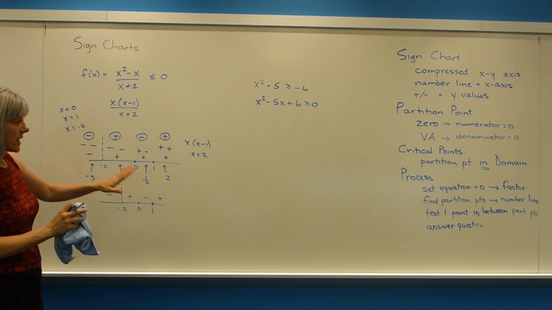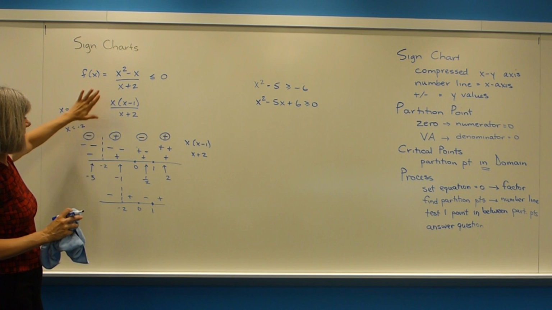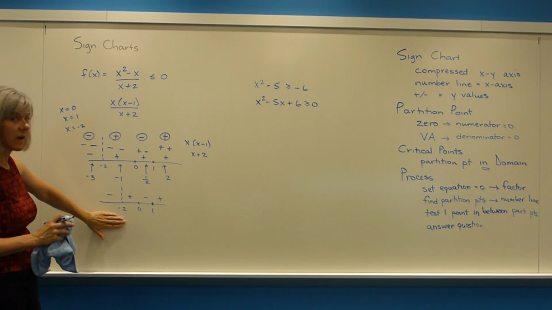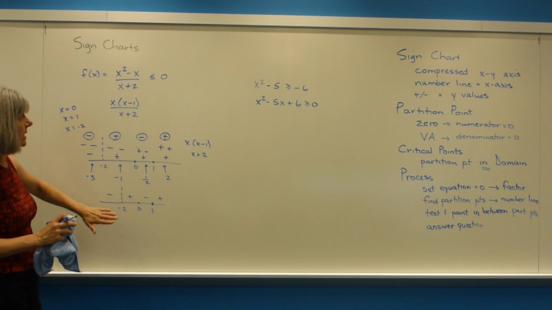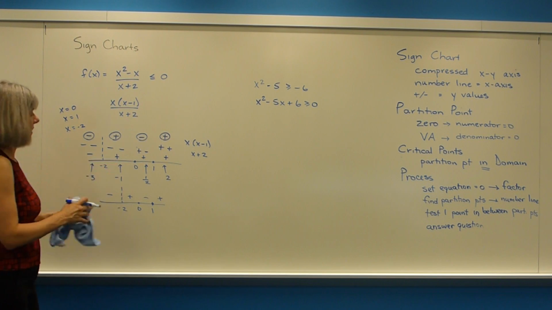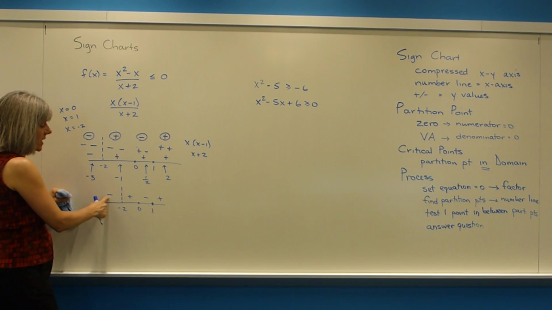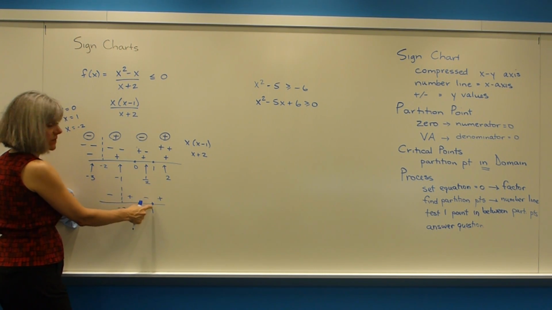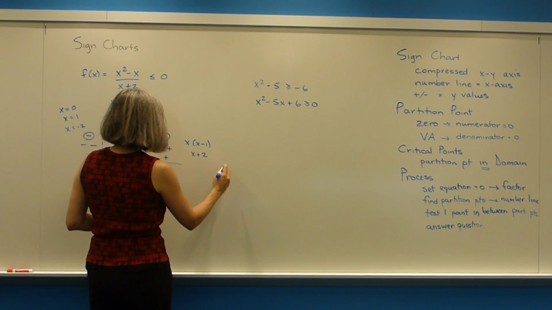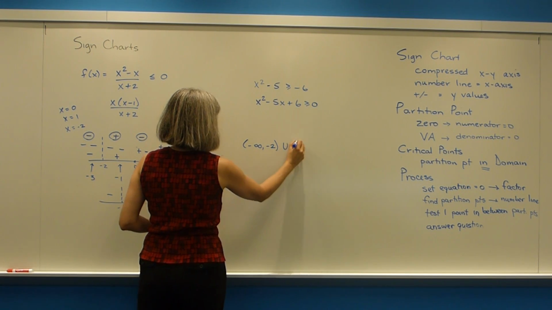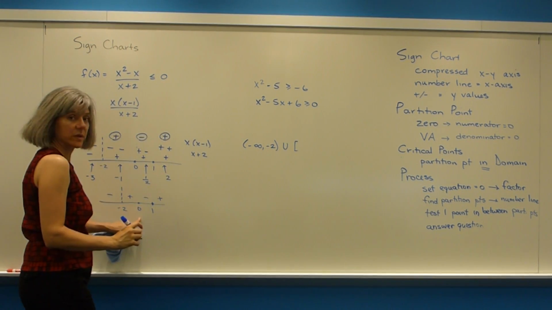Okay, so we have gotten to the point where we have factored, put our partition points on the number line, tested one point, we have our final sign chart, and now we need to go back and answer the question, which was, where is this less than or equal to 0? So we're looking for everywhere it's negative and everywhere it's 0. So negative here, not 0 here. 0, negative, 0. So that means that we'll have for our final answer, negative infinity up to negative 2, together with, do include these endpoints, 0 and 1.